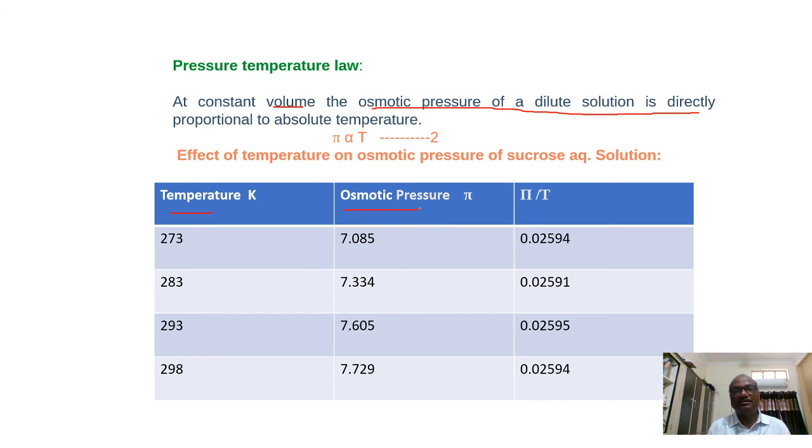So the effect of temperature can be observed here. For temperature and observed osmotic pressure, we calculate pi by T. At 273 Kelvin, osmotic pressure is 7.085, and pi by T is 0.02594. Similarly at 283 Kelvin, osmotic pressure is 7.334 and the ratio is 0.02591. At 293 Kelvin, again a 10 degree increase, osmotic pressure also increases: as the temperature increases, osmotic pressure increases, 7.605, and pi by T becomes 0.02595. At 298, it is 7.729 and 0.0259. We get pi by T constant. This is the pressure-temperature law.